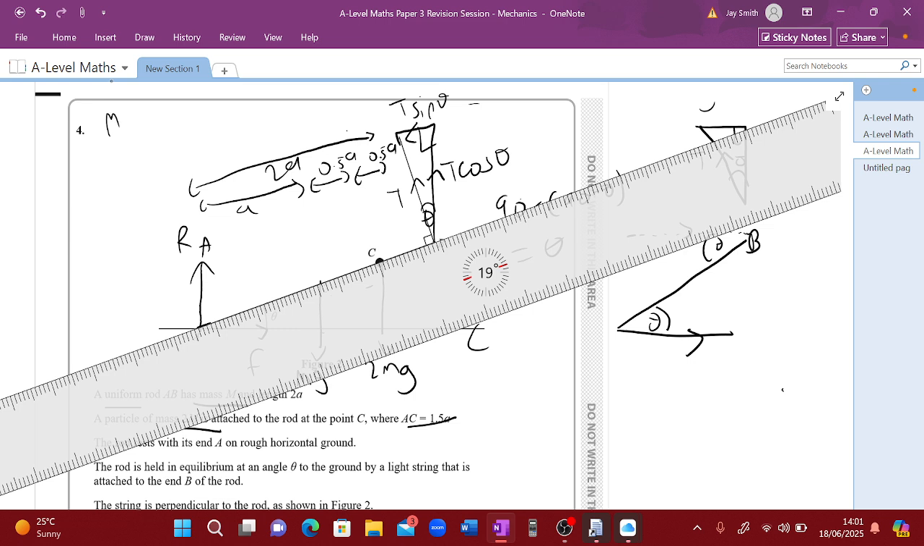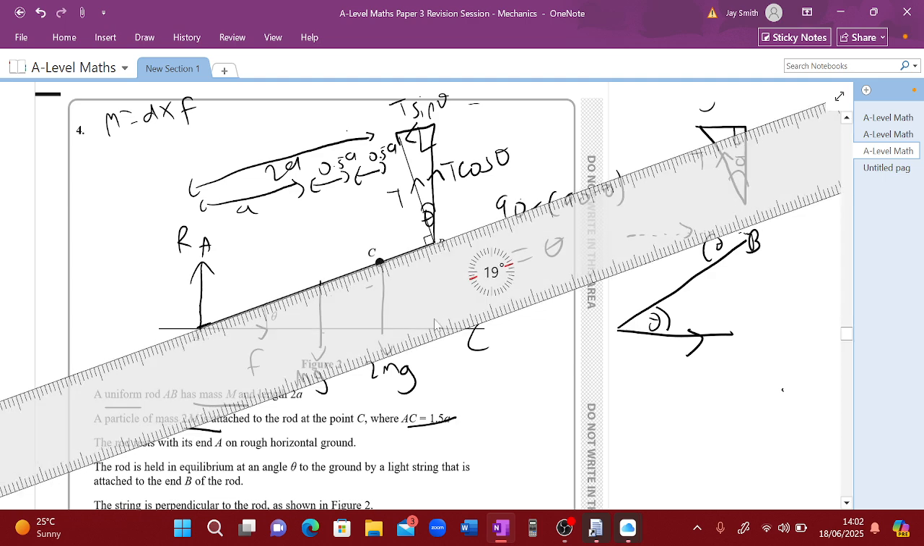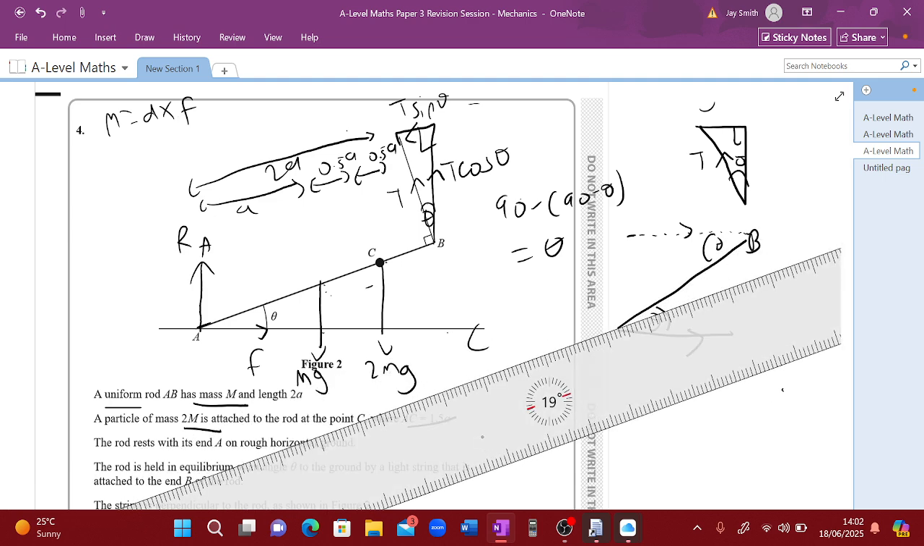Moment, remember, is distance times the size of the force. However, the force has to be the perpendicular component to the line. So T is already perpendicular, but we're going to have to resolve the weights. So consider the perpendicular component to the line, to the rod. So that's going to be theta. This is the perpendicular component, so that's going to be 2mg cos theta. And again, this is theta, this could be mg cos theta. So that's the perpendicular component.